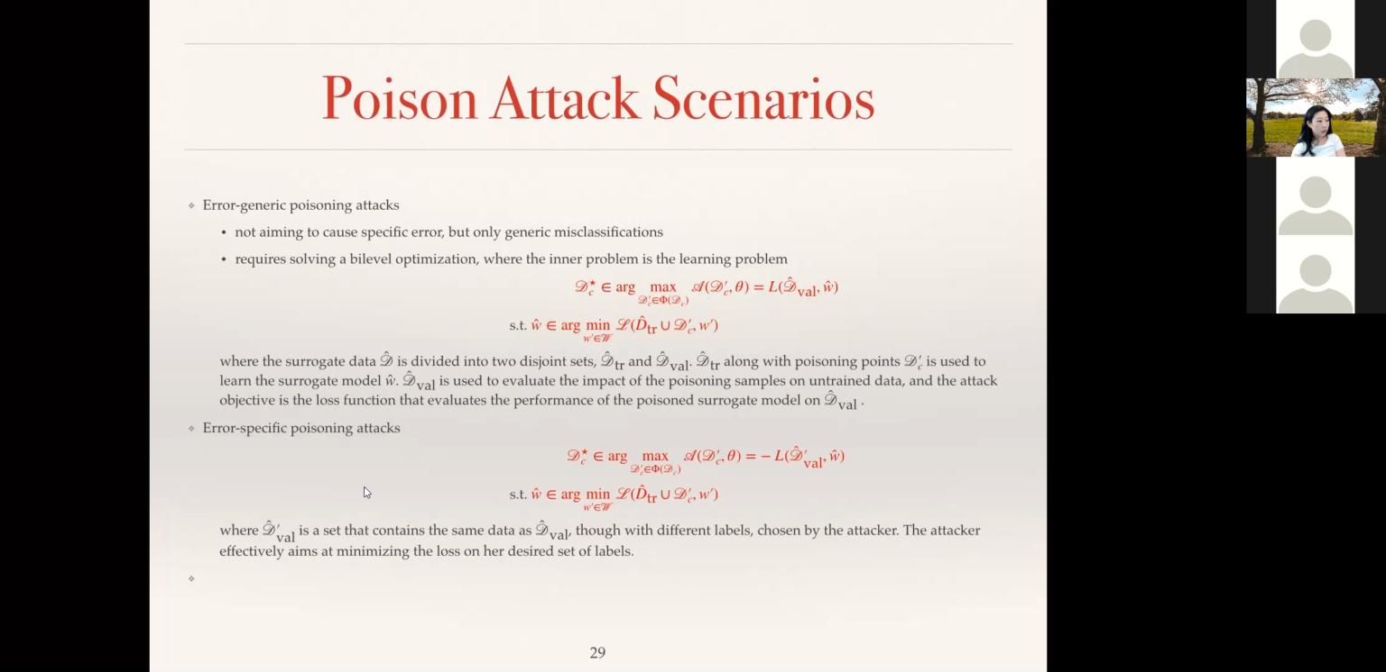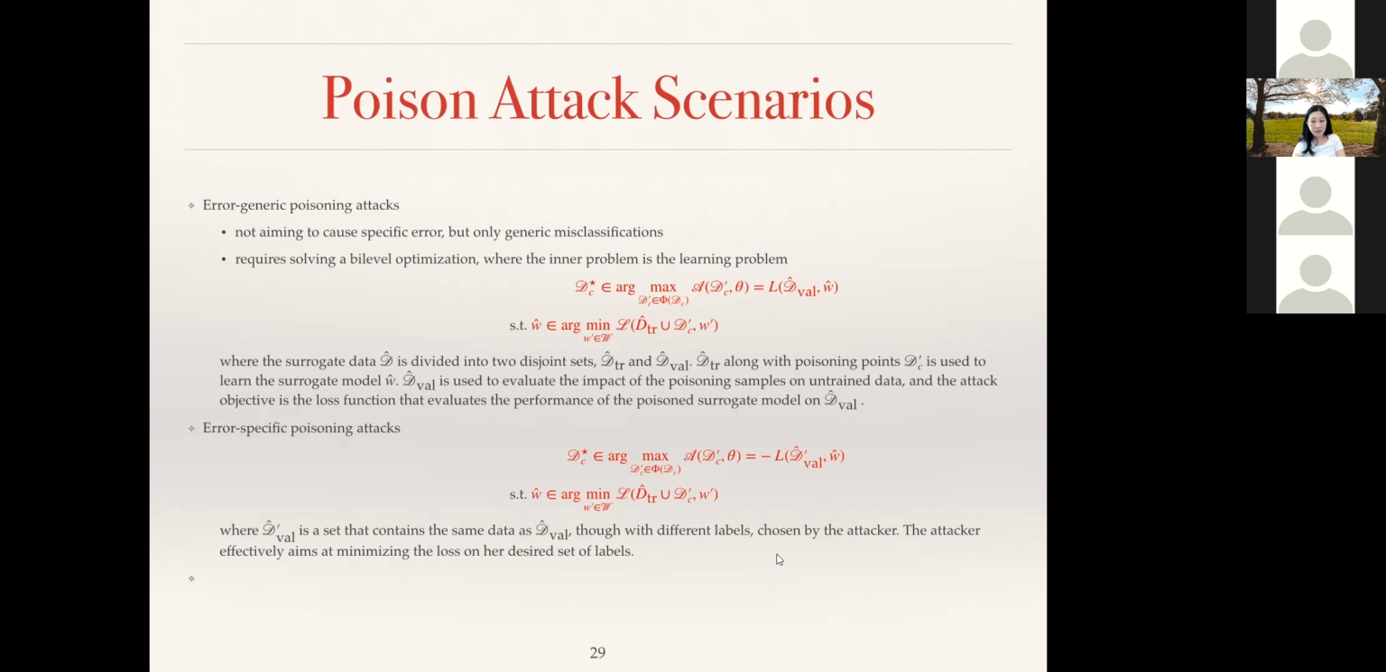Any questions? So this is the description of the error-generic poisoning attack. It's a bi-level optimization problem. Now, as we talked about before, there is also the error-specific poisoning attack. The only difference is that the objective function of the attacker is not on L, but rather on minus L of D_val prime hat. What is that? This D_val prime hat is a set that contains the same data as the surrogate validation set, though with different labels.